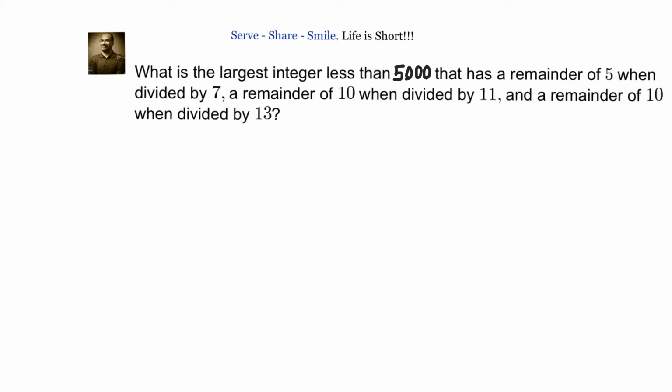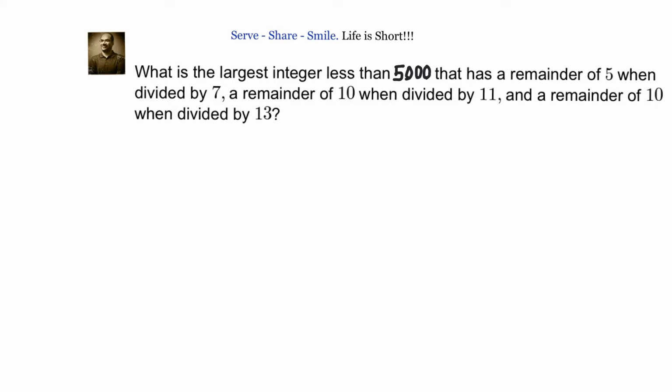What is the largest integer less than 5000 that has a remainder of 5 when divided by 7, a remainder of 10 when divided by 11, and a remainder of 10 when divided by 13?